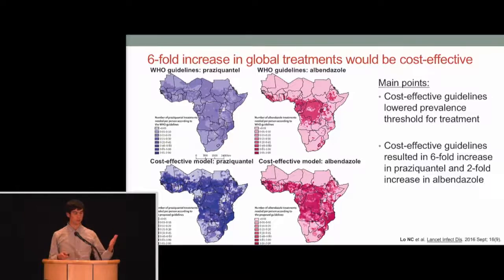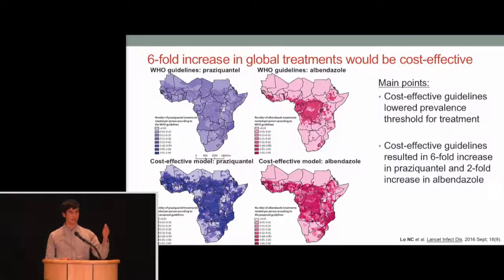We then used this prevalence model to estimate global treatment needs under current guidelines as well as the cost effectiveness guidelines. So the top two maps here are under current guidelines, and the bottom two maps are using this cost effectiveness framework. And in purple, we see praziquantel for schisto, and pink for albendazole for the soil-transmitted helminths.